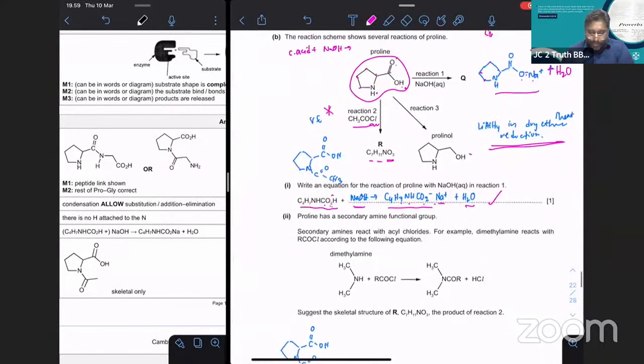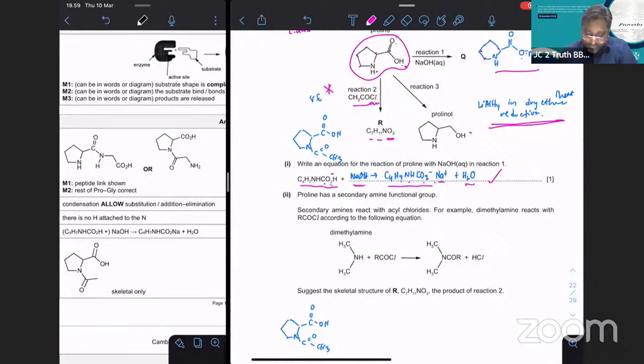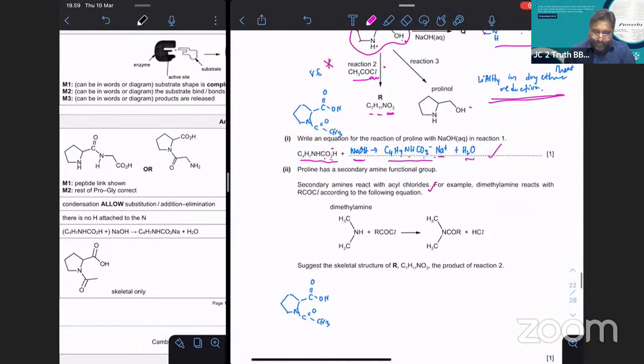So proline has a secondary amine functional group. Secondary amines, they already mentioned, react with acyl chloride, so I think this is going to help. For example, dimethylamine reacts with RCOCl with the following equation. If you have something like this reacting with this, what will happen? They already say this hydrogen will go out with the Cl, and this RCO will come over here.